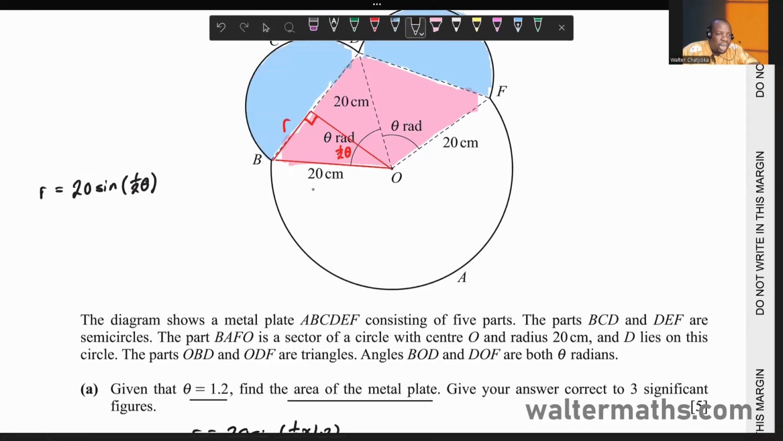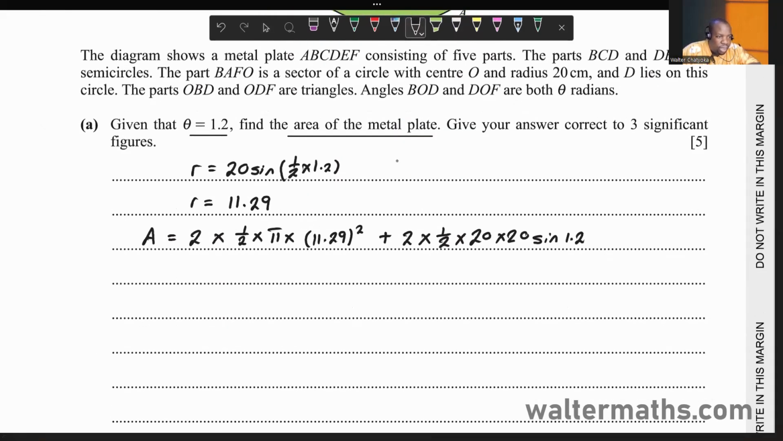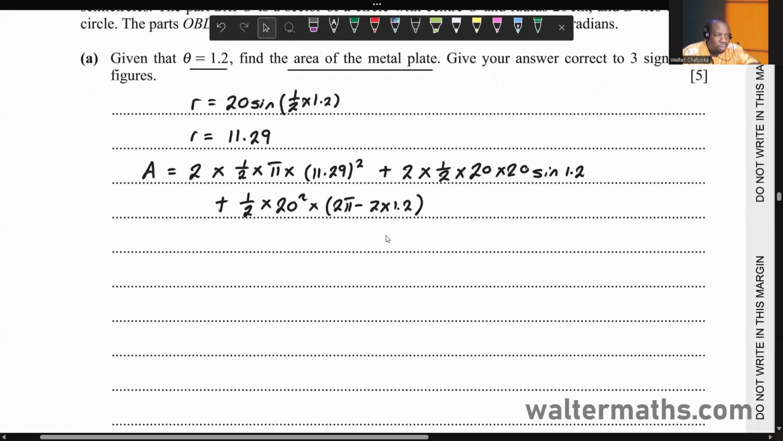Next up, we now need to find the area of the major sector. For this area, we have to know what this angle is. This angle is actually 2 pi minus 2 theta radians. So to get the area of the major sector, that's going to be plus half the radius squared, which is 20 squared, times the angle, which is 2 pi minus 2 times 1.2. So this is how we find the area of the metal plate.